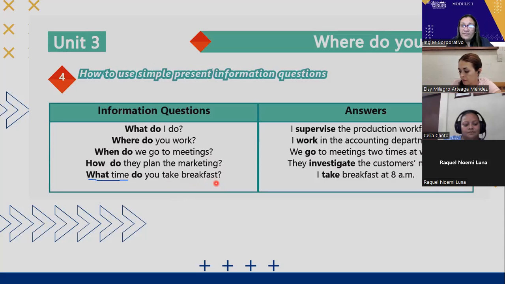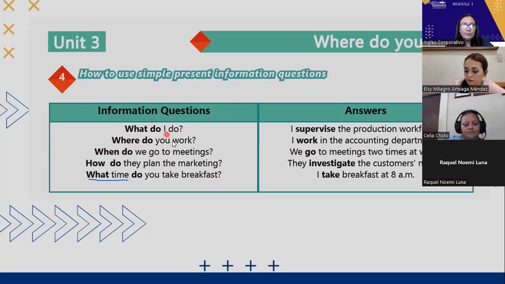I take breakfast at 8 a.m. Ahí obviamente va a depender de lo que le pregunte. No sé. Siempre será, what time do you take breakfast? What time do you have classes? What time do you practice English? Yes? Of course.